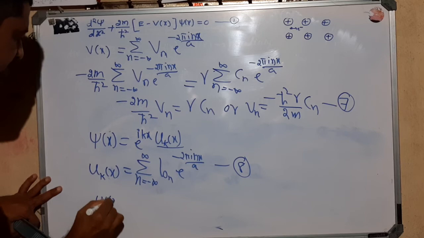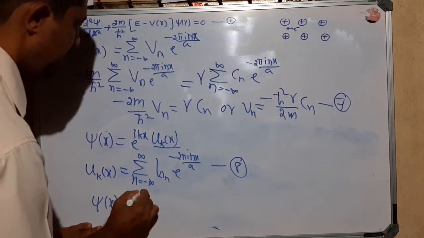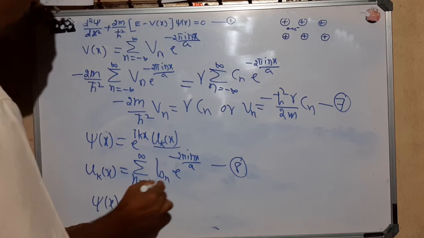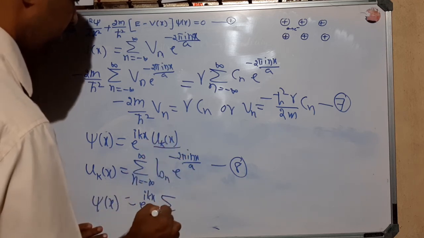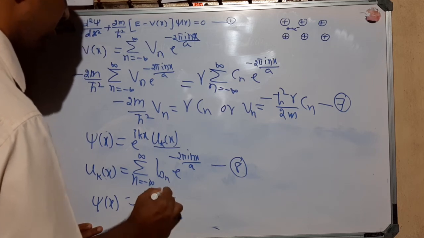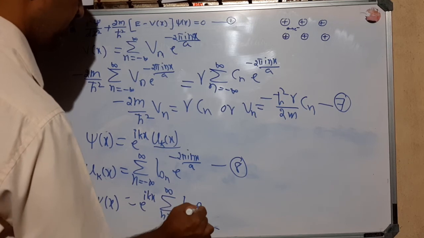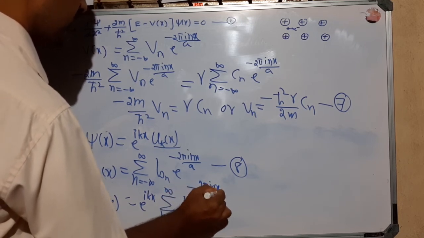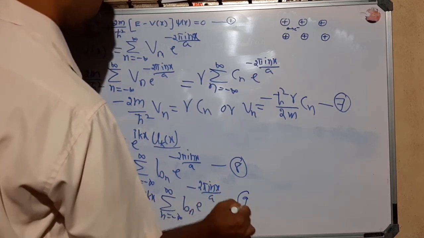Therefore, what happens? The wave function psi of x is equal to e to the power ikx into uk of x. Substitute equation number 8 here: sigma n equals minus infinity to plus infinity bn into e to the power minus 2 pi inx divided by a. This is equation number 9.